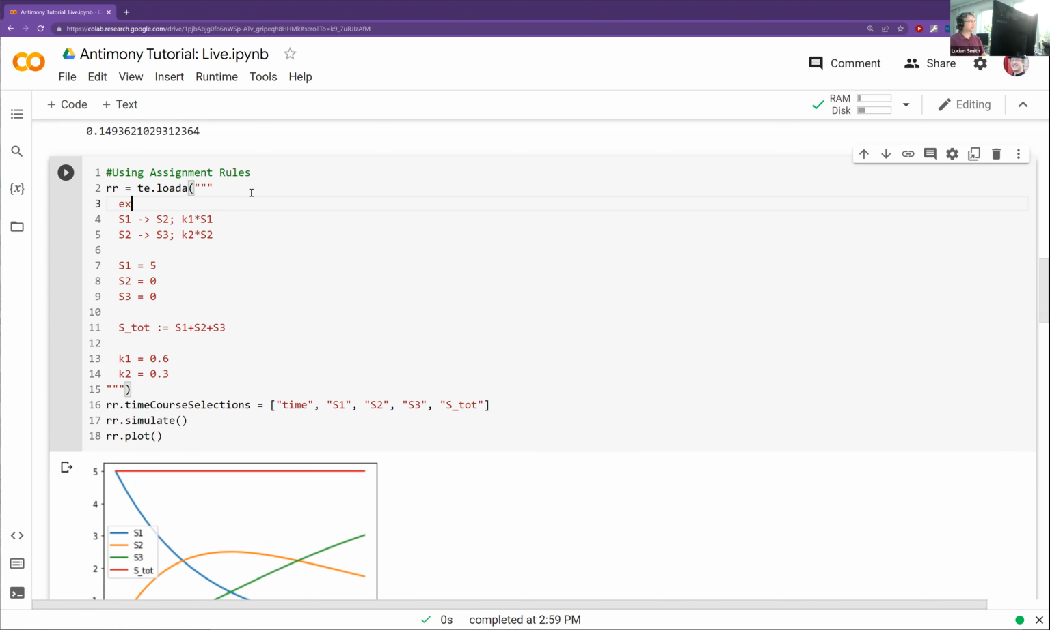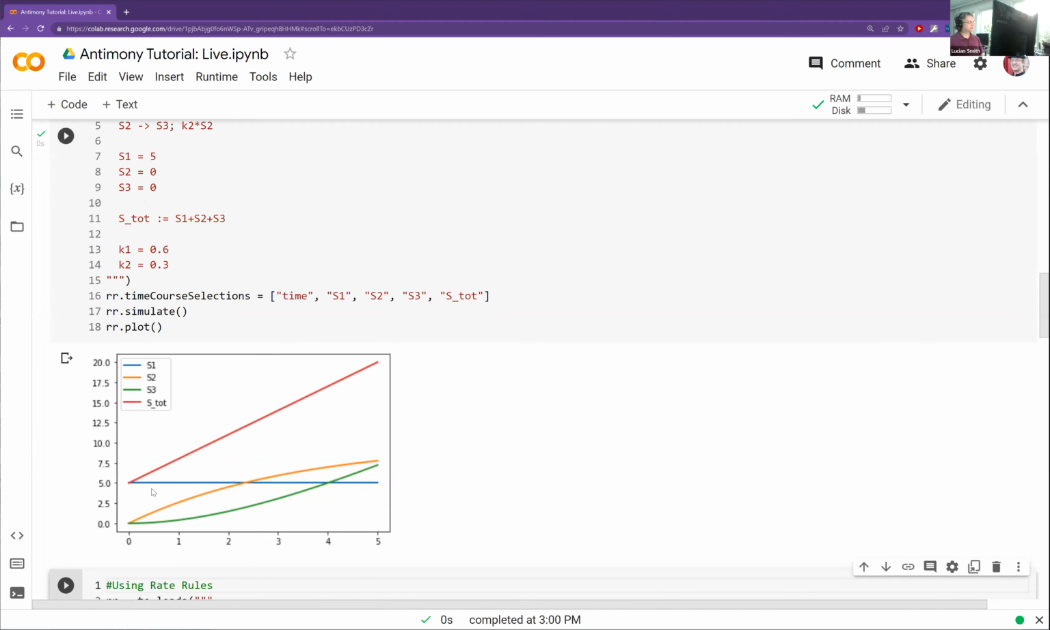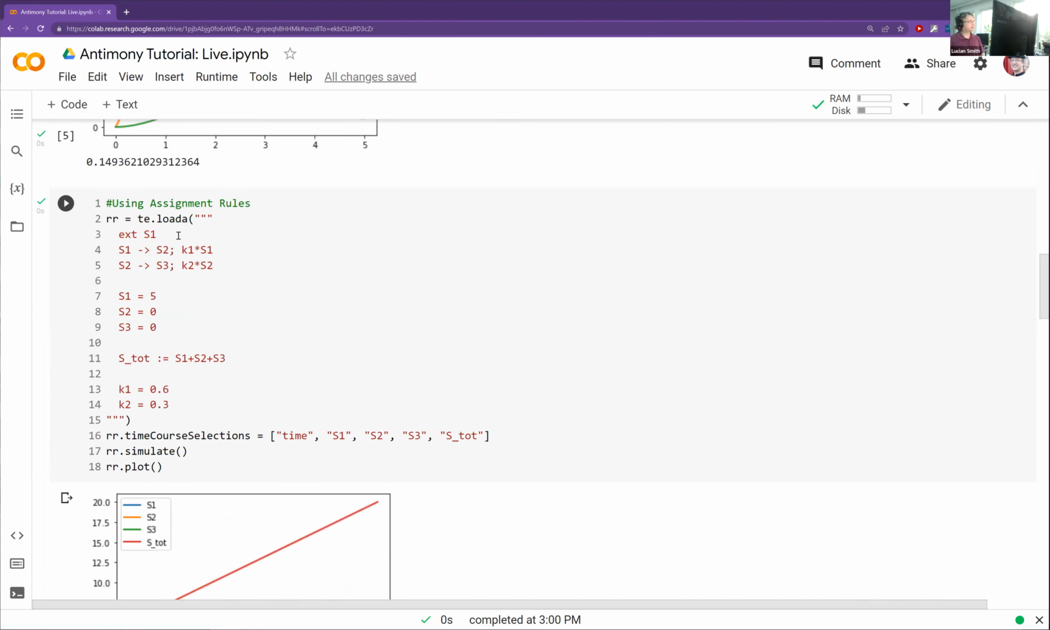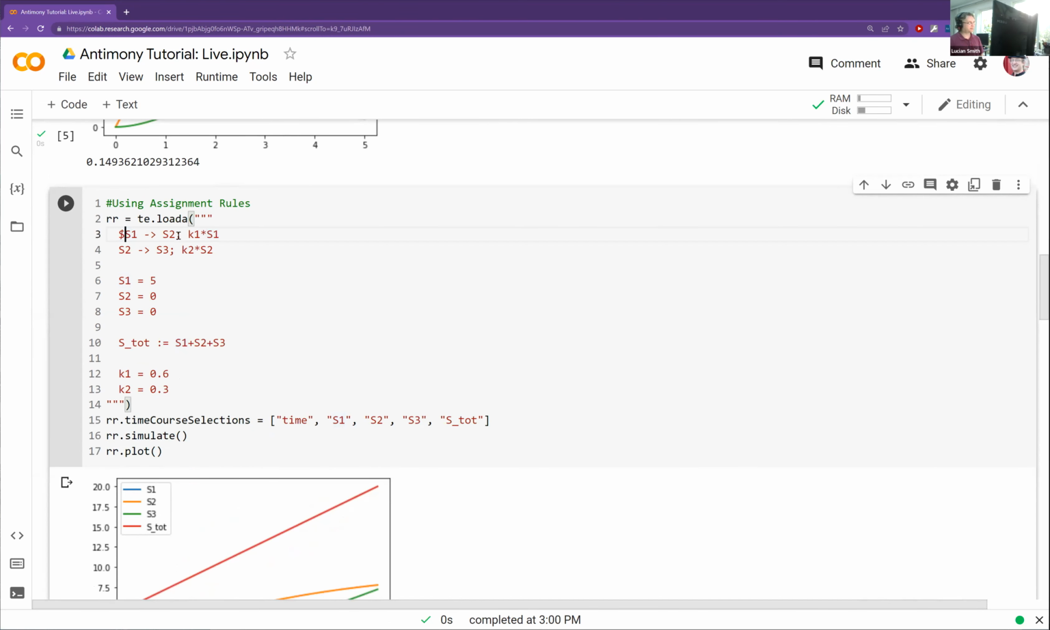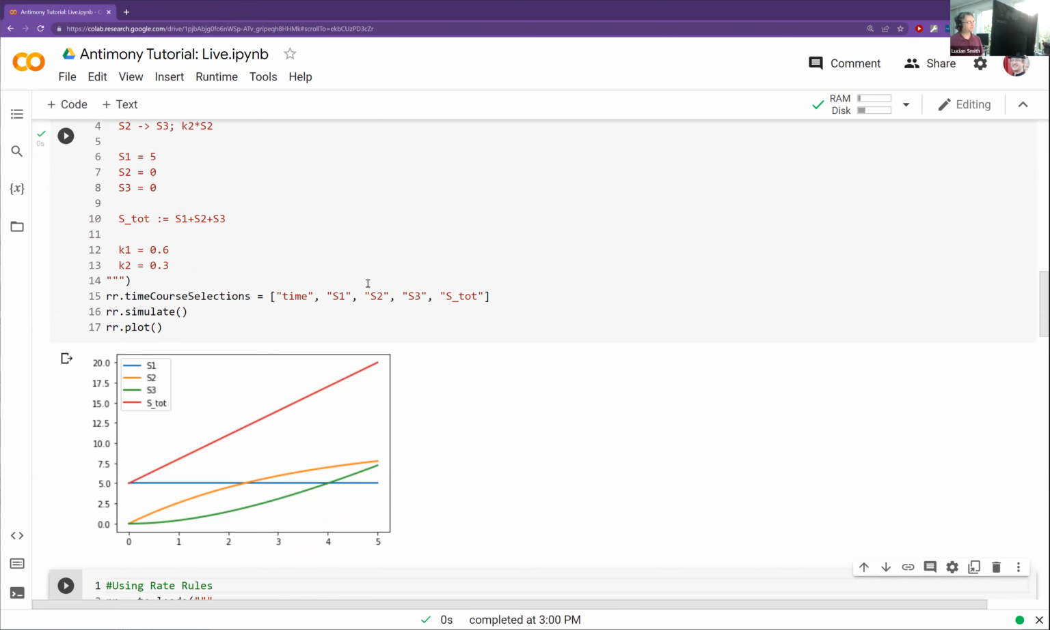So if I say X S1 and rerun it, now S1 is fixed and it will always stay at 5 and won't change from anything else. Another way to do that is to use a $ by it. Okay, so I think you answered my question. Either one is sufficient. Right. Either one is sufficient. Yeah. Thank you. Yeah, sure.